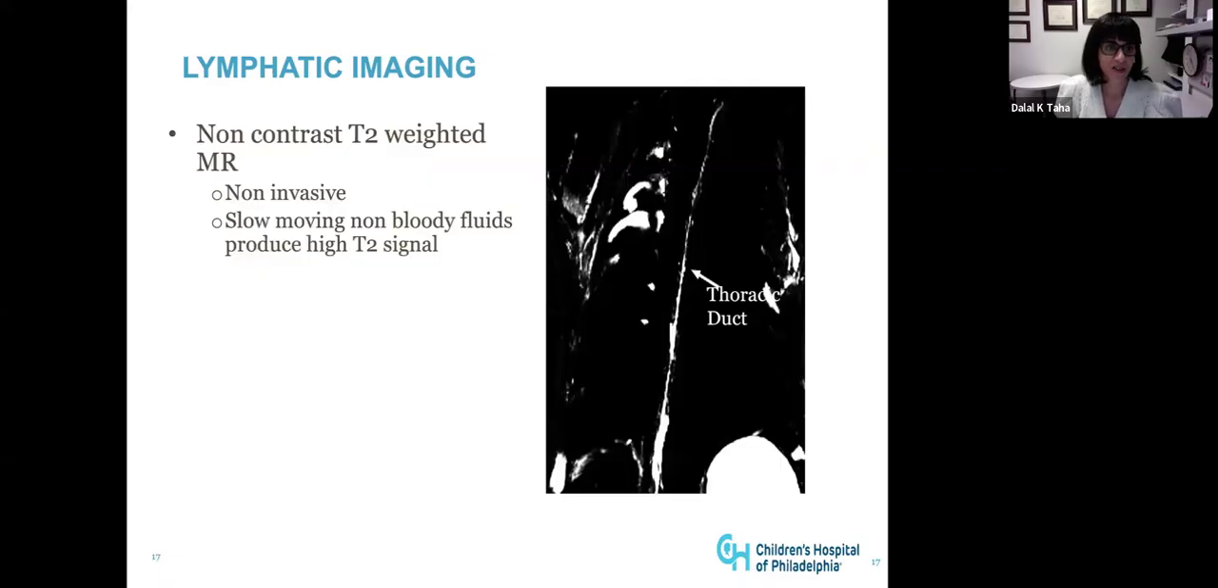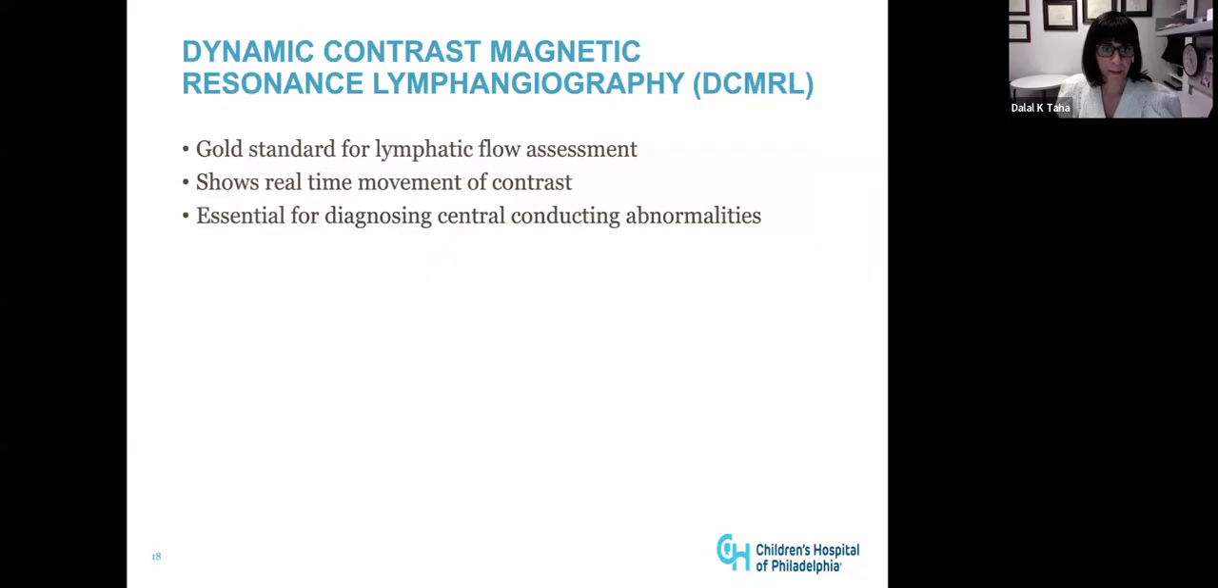So non-contrast T2 weighted MRI is great for identifying big structures in the lymph system like the thoracic duct. It is non-invasive, so it's easy to obtain. And slow-moving non-bloody fluid like lymph produces a high T2 signal. So sometimes if patients are too unstable to have a more invasive imaging technique, we can at least screen them with T2 weighted MR and assess their central lymphatics.